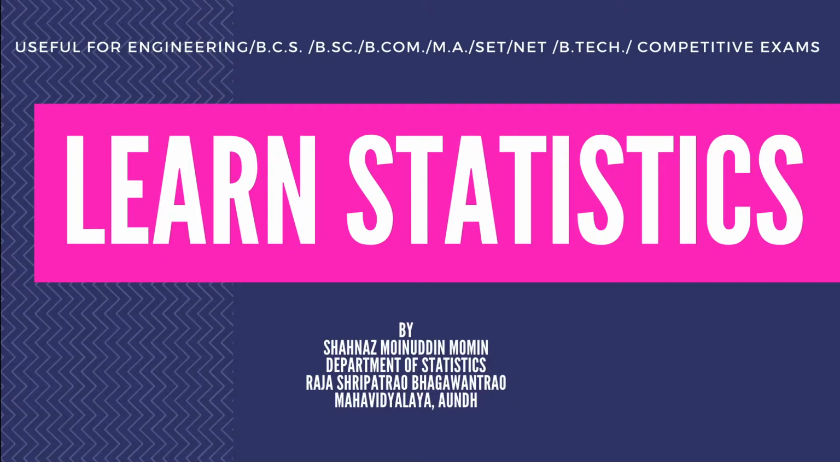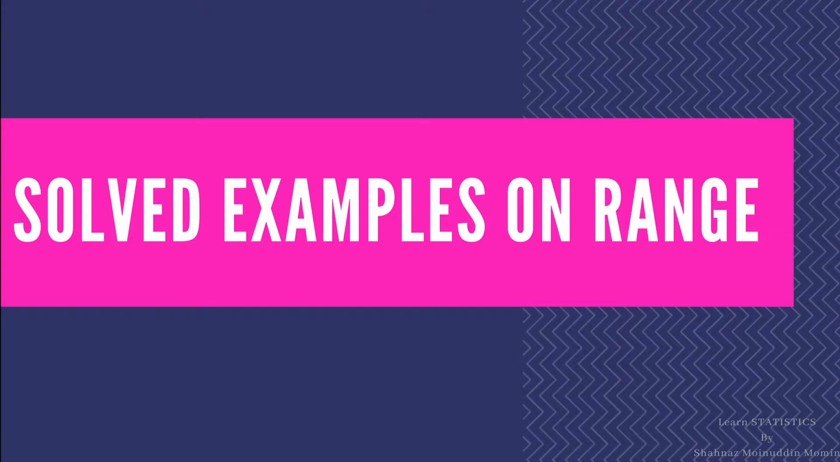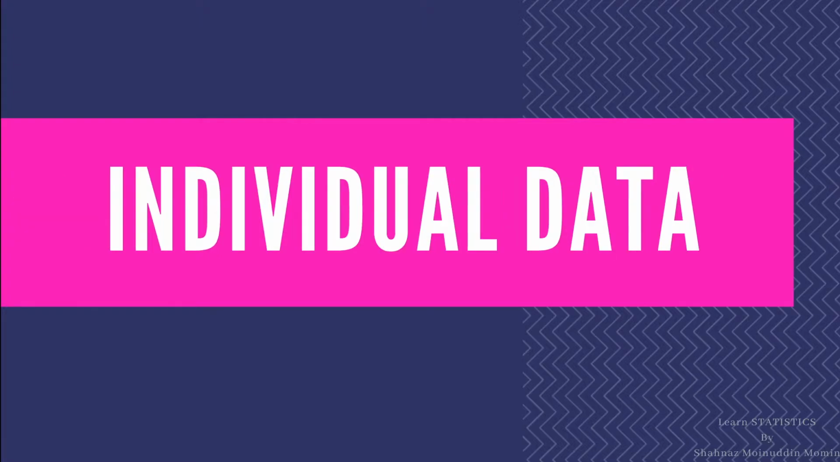In this class we are going to learn the statistical concept in a simple and easy way. The topic of today's lecture is a measure of dispersion which is known as range. In this lecture we will solve examples on range. For solving the examples of range, I shall consider three types of data: individual data, discrete data and continuous data. So we shall first see the individual data for the calculation of range.